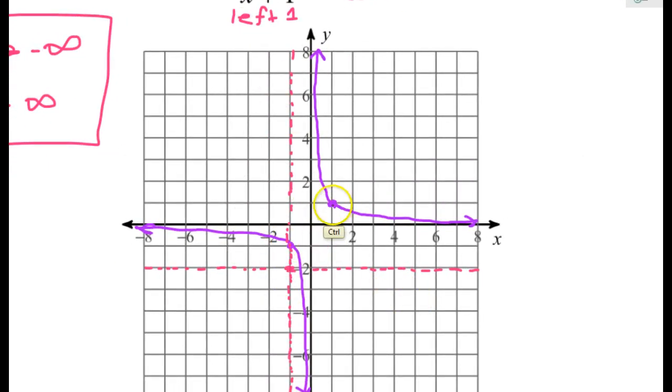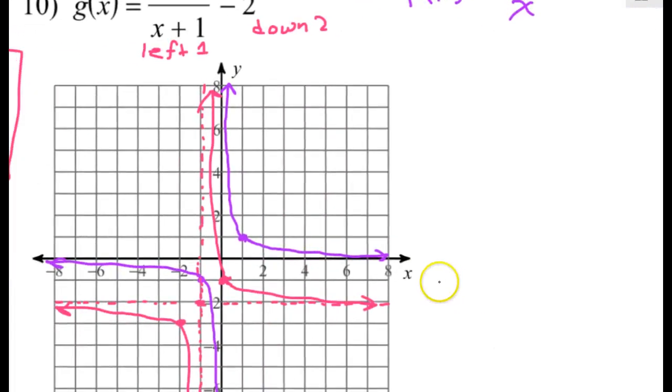Now look at the other key values, like this point right here. If I move this left 1 and down 2, that point is going to be right here. So those two key points show me where the branches go. So I'm going to have a branch that goes like this, and I'm going to have a branch that goes like this. Now it's approaching the asymptote, but it doesn't touch. Even though it kind of looks like it touches, it's just getting so close that you can't see between them.